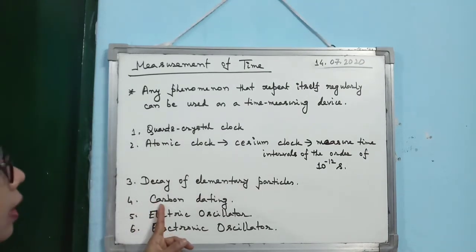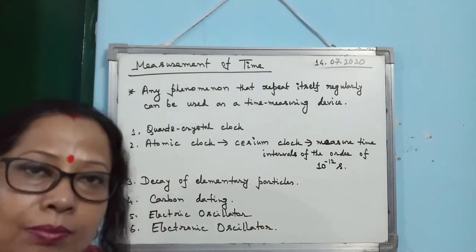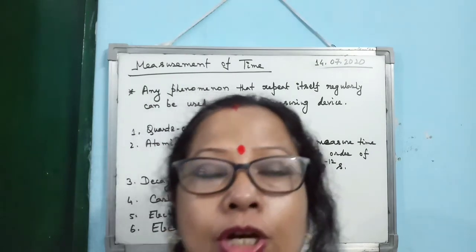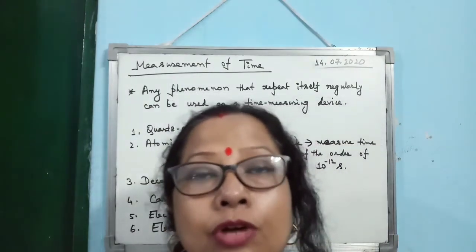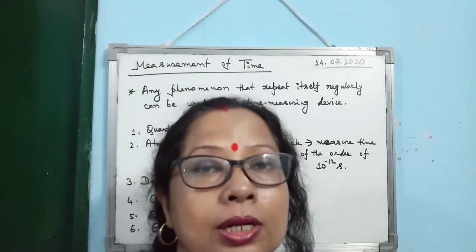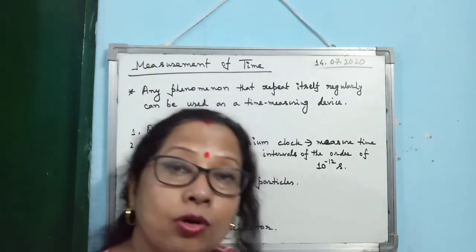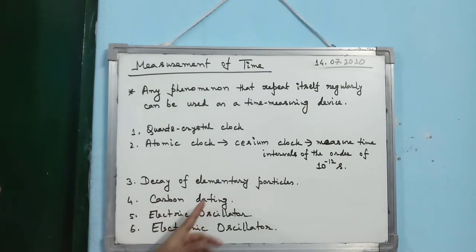Then by using the radioactive carbon dating process, you can measure time. By using the carbon dating process, you can measure the age of the universe, the age of the earth, the age of the rocks present on earth. You can find out the age of very old plants by using the technique of carbon dating.